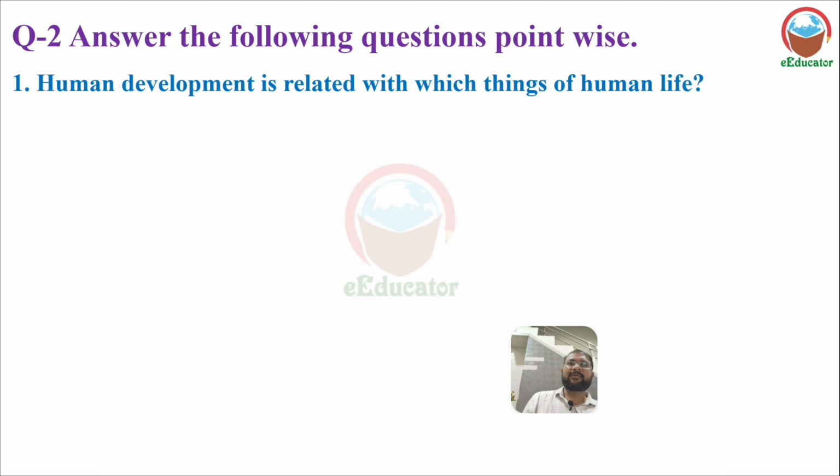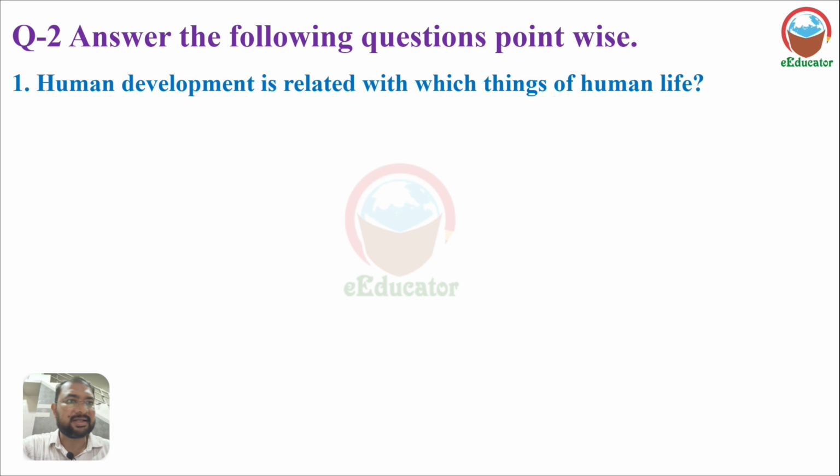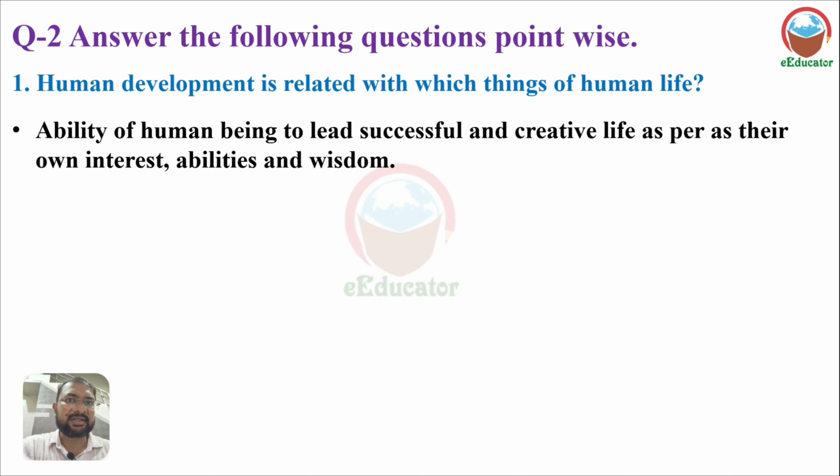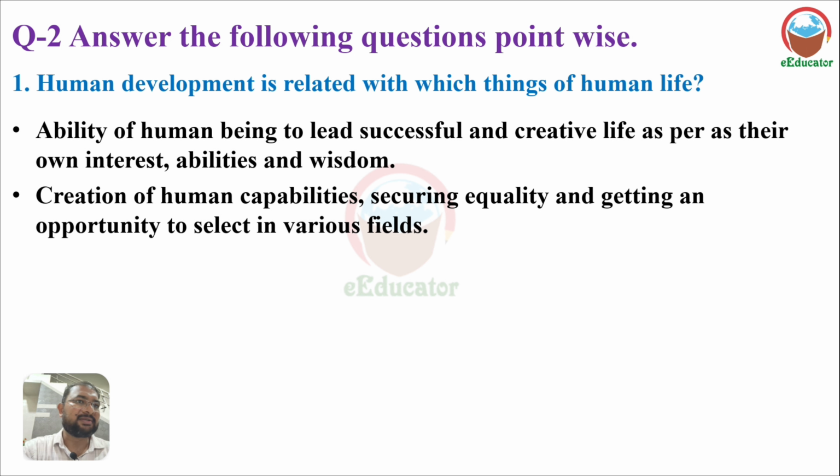Question number 2: answer the following questions point-wise. Again, the long answer. Human development is related to which things of a human life? It is related to many things in our life. Look at the ability of human beings to lead a successful and creative life as per their own interests, abilities and wisdom. So human development is related to the creative life of a human being, and the own interests, abilities and wisdom of a human being.